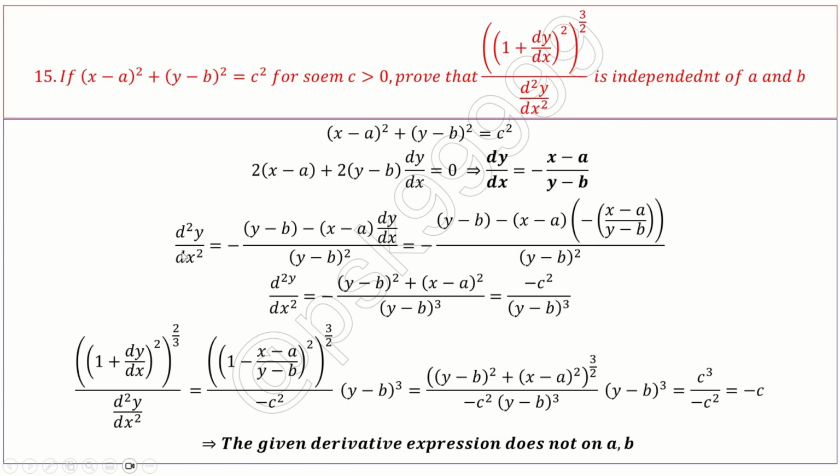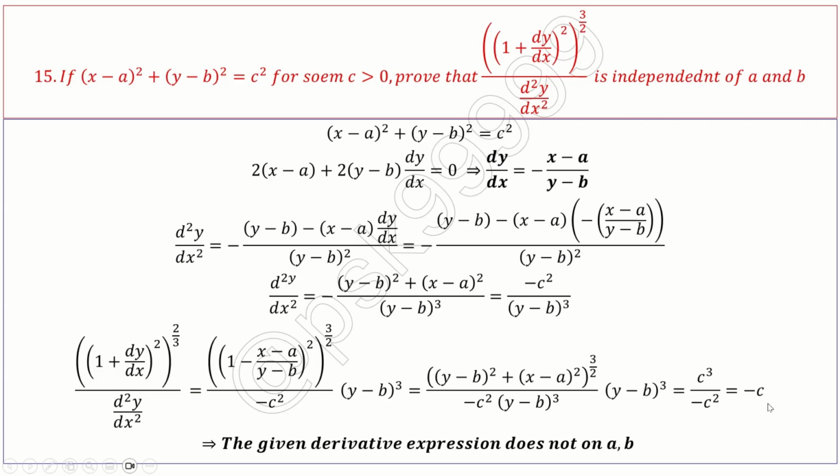Now second order derivative, which is d square y by dx square, is nothing but y minus b whole square. Okay, differentiation of x minus a is 1, so y minus b minus x minus a into dy by dx. Okay, and dy by dx, I'm substituting this value again. Okay, and simplify it, what you will get is d square y by dx square is nothing but minus c square by y minus b whole cube. Okay, now take the given expression. Okay, and directly substitute. You have both the values, dy by dx you have, d square y by dx square you have. Substitute it and see. Okay, simplify it, what you will get is this is equal to minus c. This is what you will get.